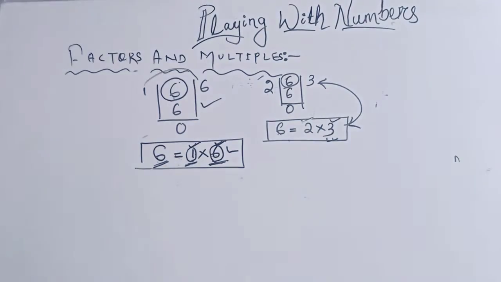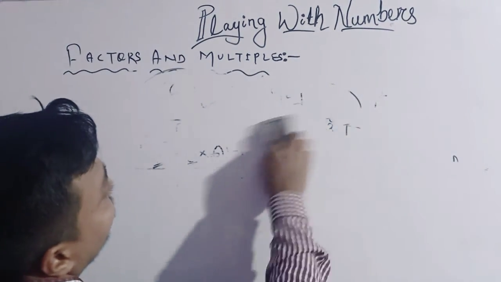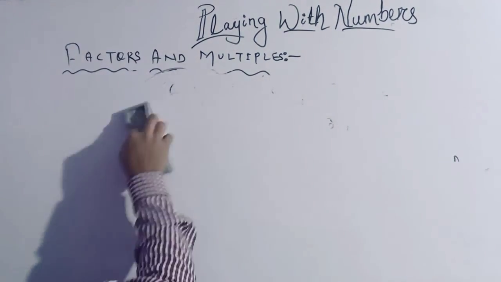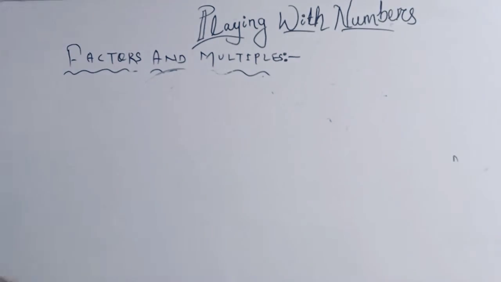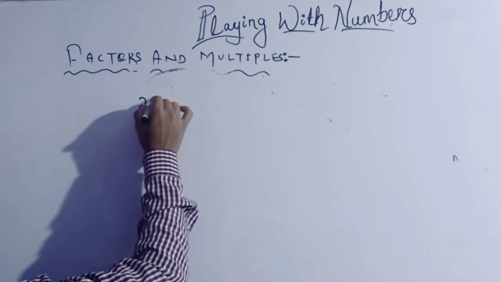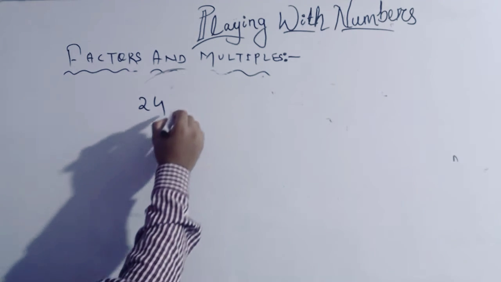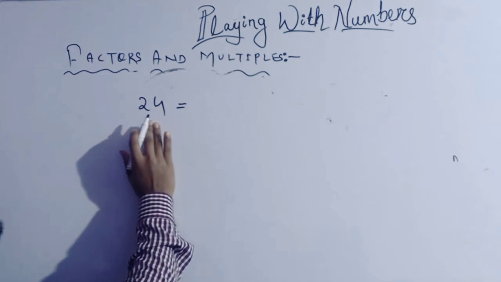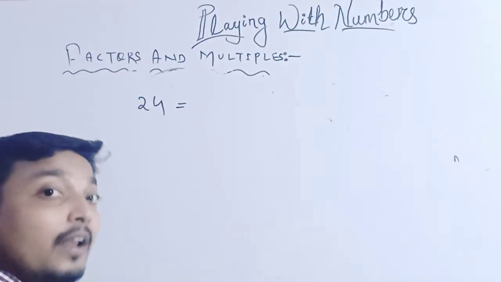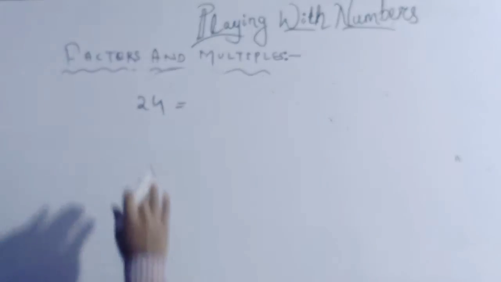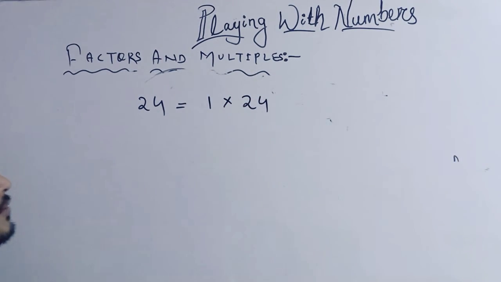Okay? So the first number I am showing you is 24, and how to find its factors. Shortcut formula: how to find the factors of 24. You always have to start by expressing 24 as a product, starting from 1. So everyone knows 1 into 24 will be 24.